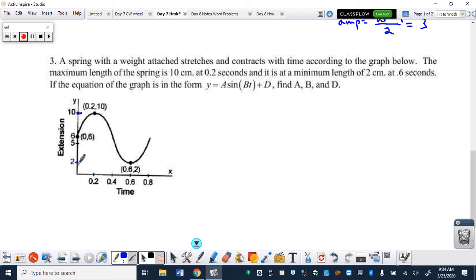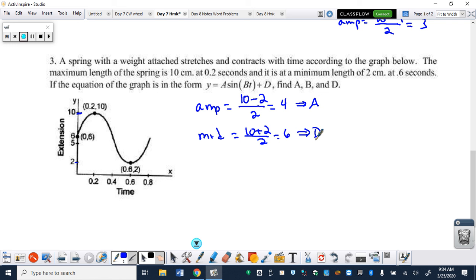Okay, so the amplitude is going to be the max minus the min divided by 2, which will give us the 4. So that's A. I can get the midline right away. 10 plus 2 divided by 2, and get that a 6. And we did get that from the graph too. So the 6 is the midline, and you can actually do your subtraction right on the graph. Okay, now we need to find the b value.